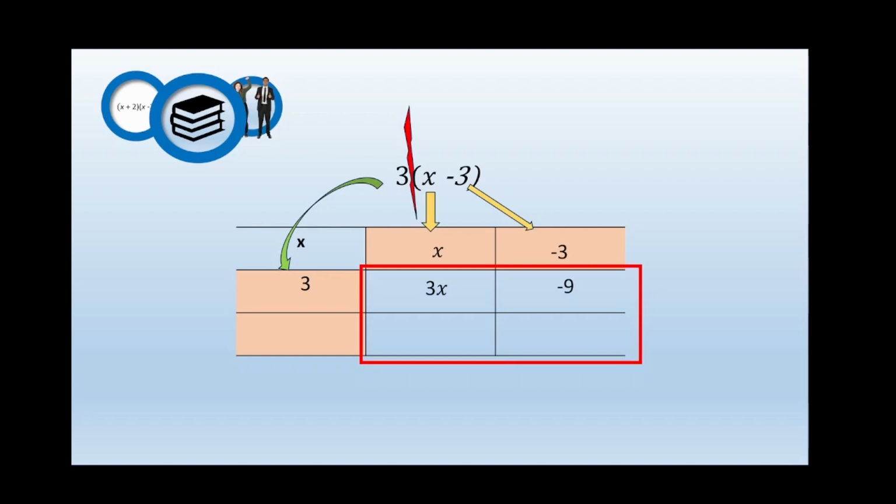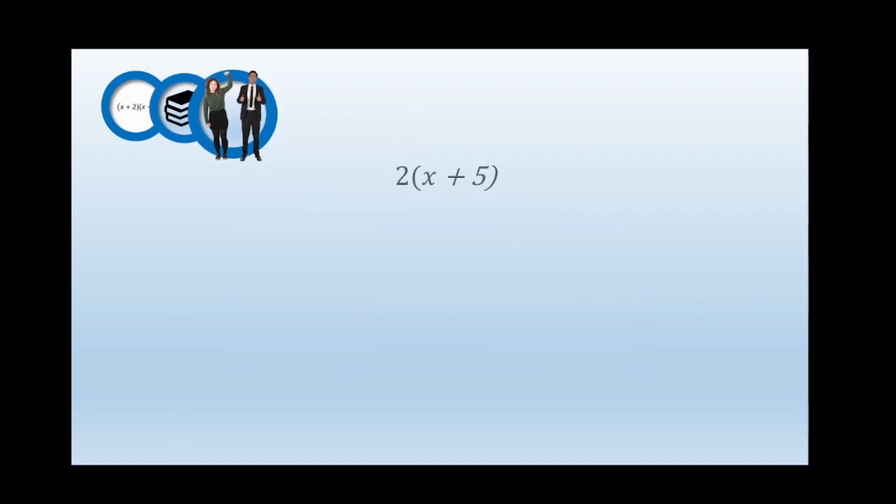And now what I do is I collect all of the terms, I gather all of the terms, and those are phrases you would have seen and read. Well, there's only one set of x's here, it's 3x, and there's only one set of numbers, it's minus 9, and that's it. That's what the expansion is. It's 3x minus 9. Okay, you're going to do this now, so pause the video, give it a go, and then we'll see what the answer is.